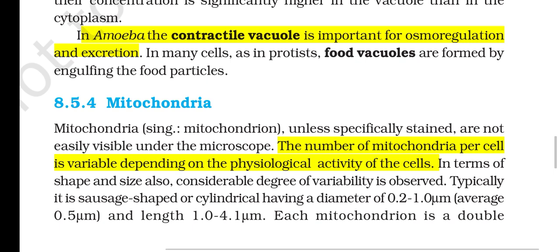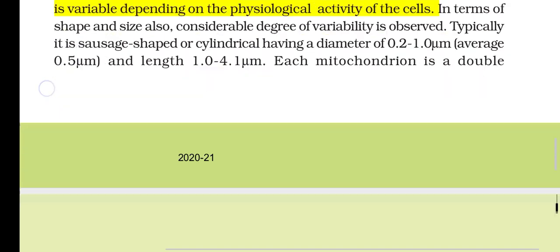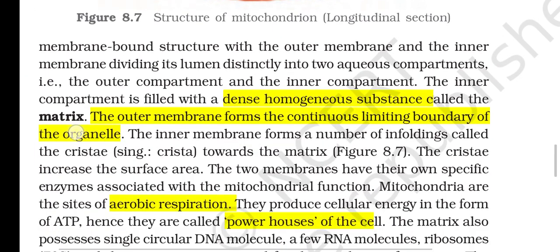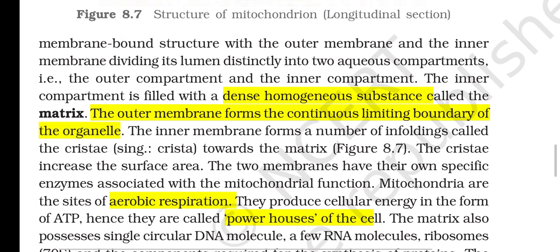Mitochondria. Mitochondria, singular mitochondrion, unless specifically stained, are not easily visible under the microscope. The number of mitochondria per cell is variable depending on the physiological activity of the cells. In terms of shape and size also, considerable degree of variability is observed. Typically, it is sausage-shaped or cylindrical, having a diameter of 0.2 to 1 microM, average 0.5 microM, and length 1 to 4.1 microM. Each mitochondrion is a double membrane-bound structure with the outer membrane and the inner membrane dividing its lumen distinctly into two aqueous compartments, that is, the outer compartment and the inner compartment.